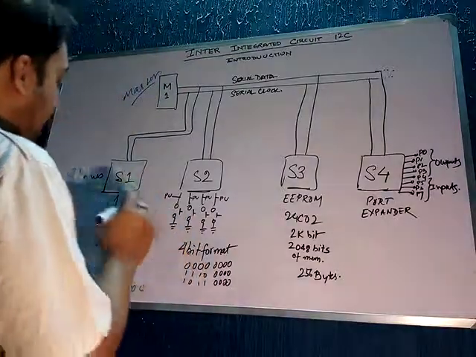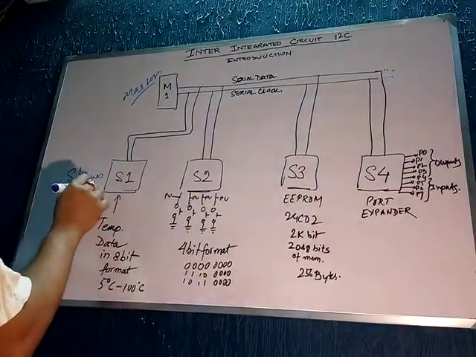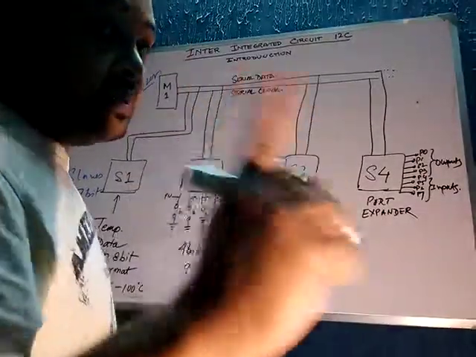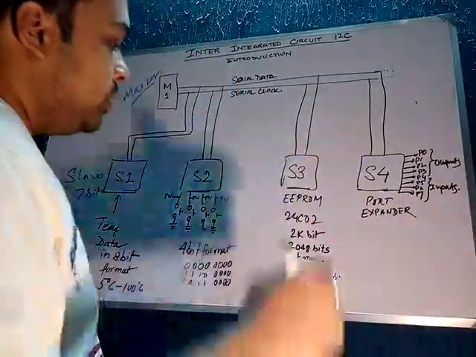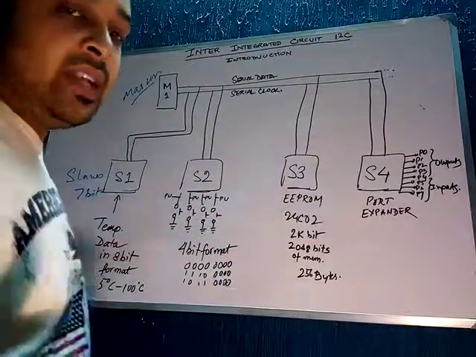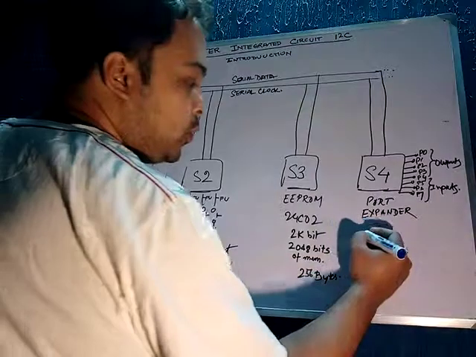The slaves have a 7-bit address. It's a 7-bit address. It's very interesting. So when you have a 7-bit address, what is the maximum number of slaves that you can have?